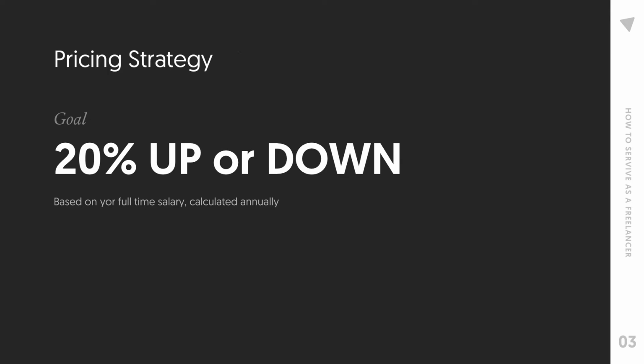It's calculated by your full-time salary. So how much would you usually get for your full-time salary? Let's say you get paid in Indonesia $1,000 per month, or $10,000 or $12,000 per year, and can you make more than $12,000 per year? So 20% up and down. If you end up making 12 grand per year, then that's definitely good. You're making about what your full-time gig pays.